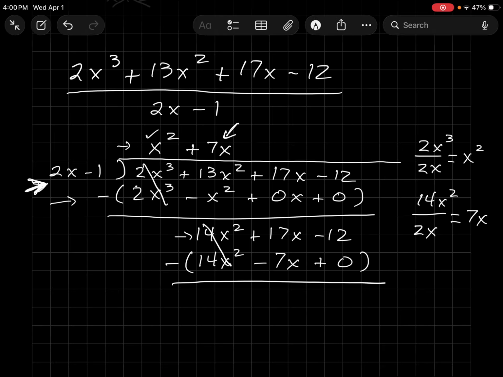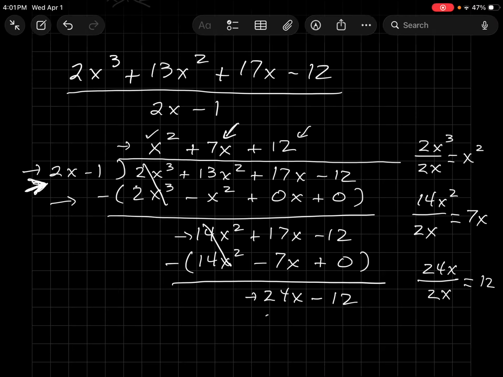When I do that, cancel. I did it right. 17x minus negative 7x gives me 24x. And then minus 12. I can keep going. Highest power of what's left over, highest power in my original term gives me positive 12, so I can put down plus 12 right there. I now multiply the plus 12 by both terms over here and get 24x minus 12. Subtract it off, and we get a remainder of 0, meaning 2x minus 1 is a perfect factor of the original polynomial.